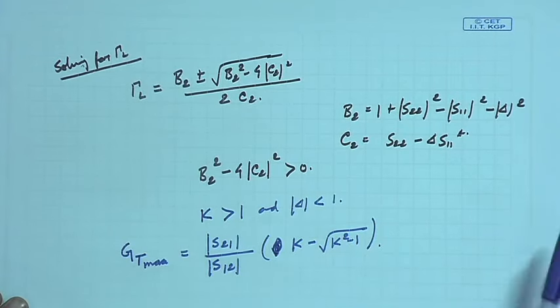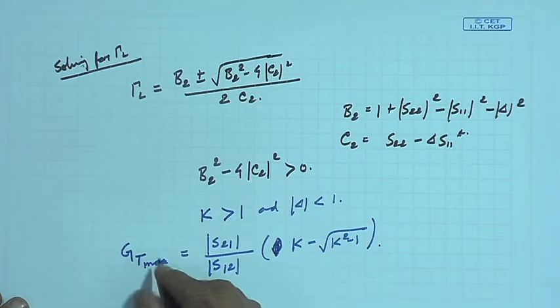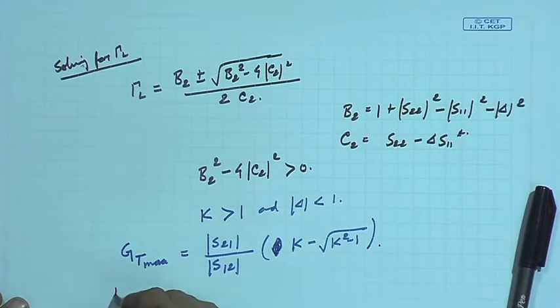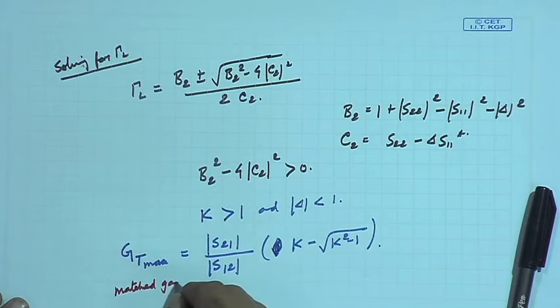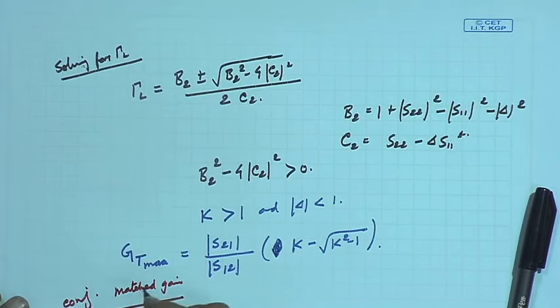So, this gain, that maximum gain for conjugate matching, is sometimes also called matched gain. Actually, more scientifically it should be called conjugately matched gain, because there is also a simple match case.